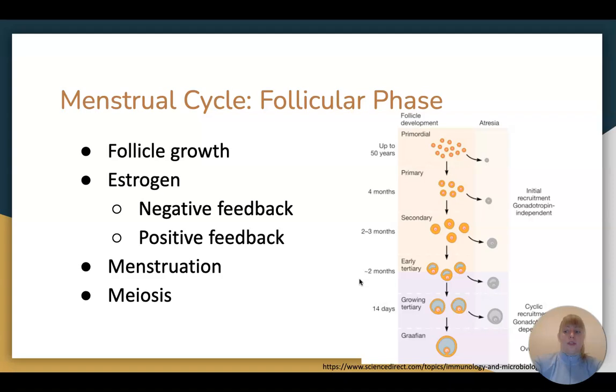In the uterus, menstruation ends during the early follicular phase. Under the influence of estrogen from developing follicles, the endometrium begins to grow, or proliferate, in preparation for pregnancy.